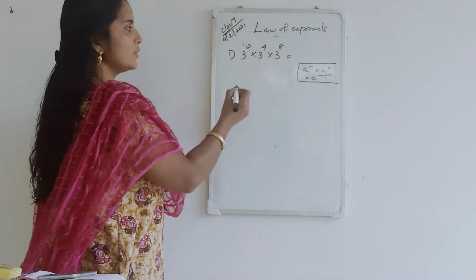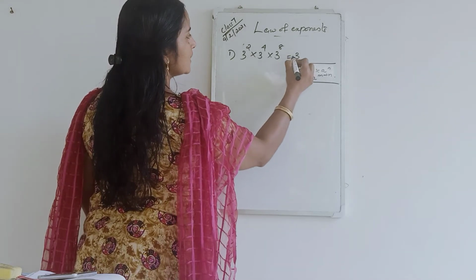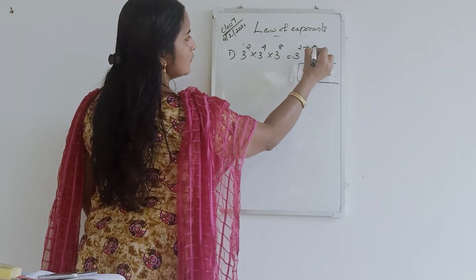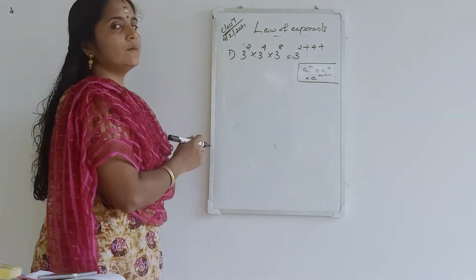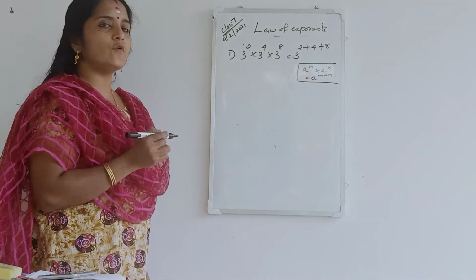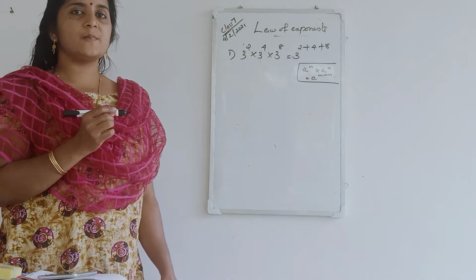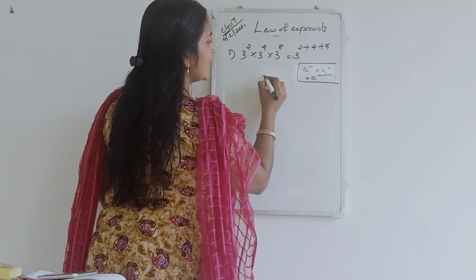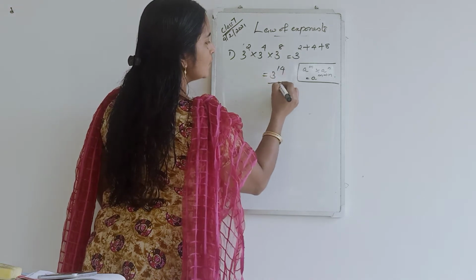So this can be written as 3 raised to 2 plus 4 plus 8. Instead of 2 numbers we have 3 numbers, that's the only difference, so we add them directly. 2 plus 4 is 6, 6 plus 8 is 14. So the answer is 3 raised to 14.